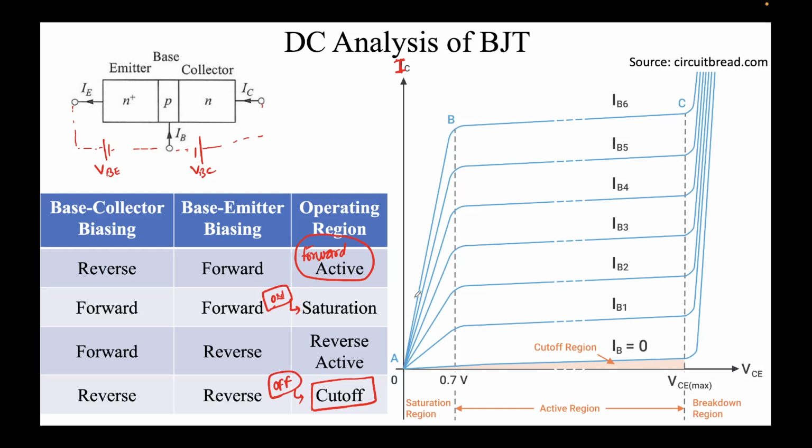Reverse active is not shown in this diagram. It will be essentially somewhere in the third quadrant, which we are not showing. So this is the off region in the orange that you see. In the on region is the forward. This is the saturation region, let's say below 0.7 volts. In this region, this is the saturation region over here.